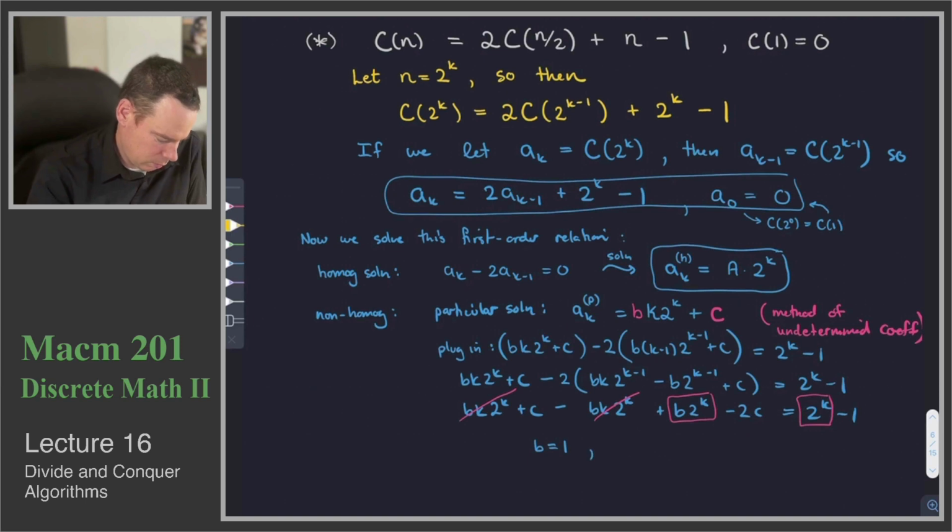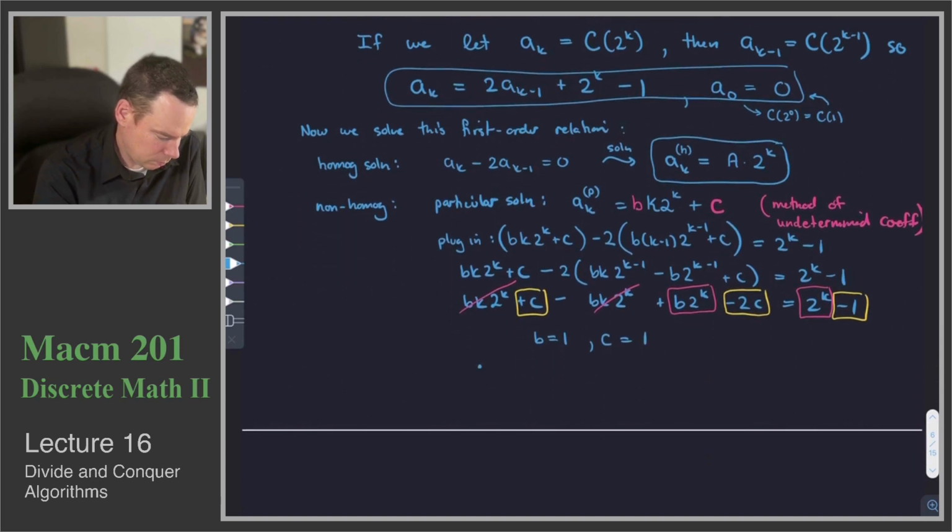The other thing that I notice is I've got a constant here, the plus c minus the 2c. So that just gives me a minus c, and that's got to equal minus 1. So that tells me that c is also equal to 1. And so therefore, we have found, using the method of undetermined coefficients, a particular solution. It's k 2^k plus 1.